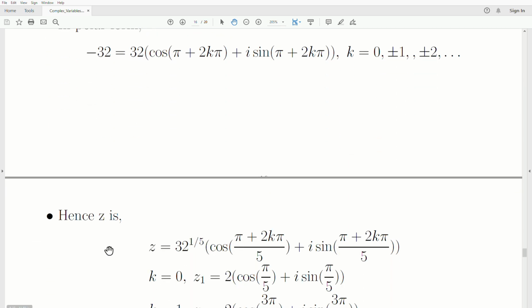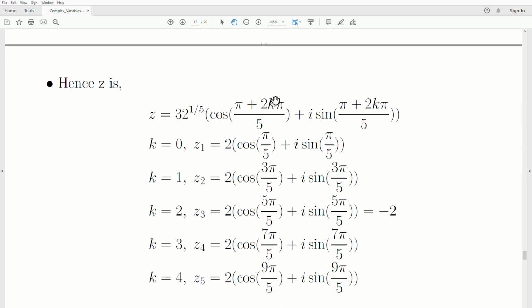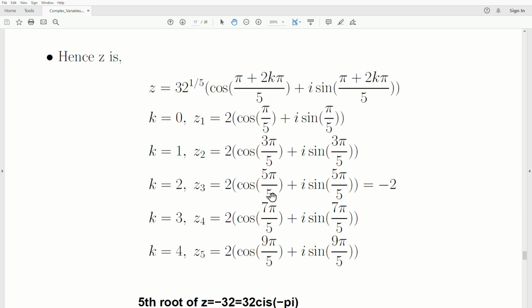So hence z, according to that formula, is 32 to the 1/5 power, and then this angle divided by 5, and this is it. And so if we look at the distinct values, k equals 0, you plug it in, and you get this is one root. K equals 1, this is another root. K equals 2, of course, we get cancelations. That's 0. This is minus 1, so we get minus 2. And of course, we know minus 2 is a fifth root of minus 32. When k equals 3, this is the root. K equals 4, this is the root.